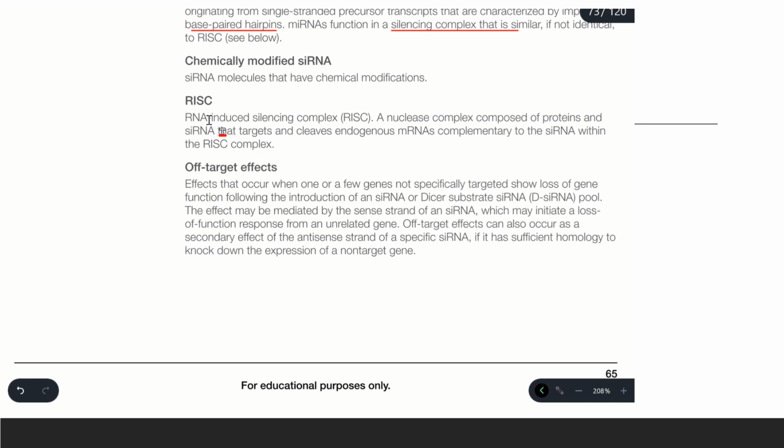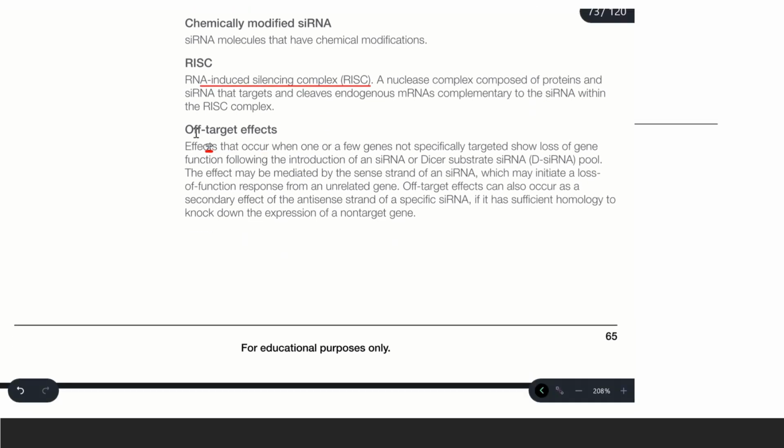RISC, RNA-induced silencing complex: a nuclease complex composed of proteins and silencing RNA that targets and cleaves endogenous messenger RNAs complementary to the silencing RNA within the RISC complex. Off-target effects: effects that occur when one or a few genes not specifically targeted show loss of gene function following the introduction of a silencing RNA.